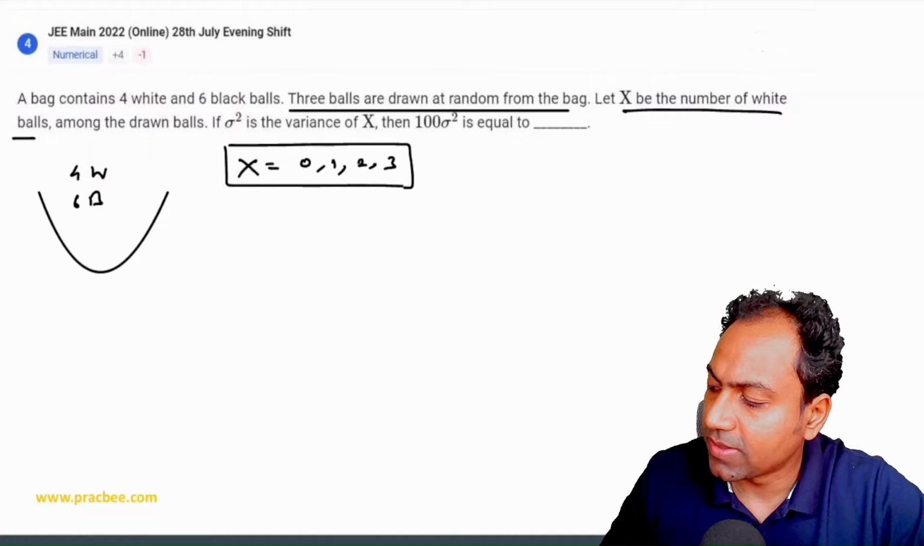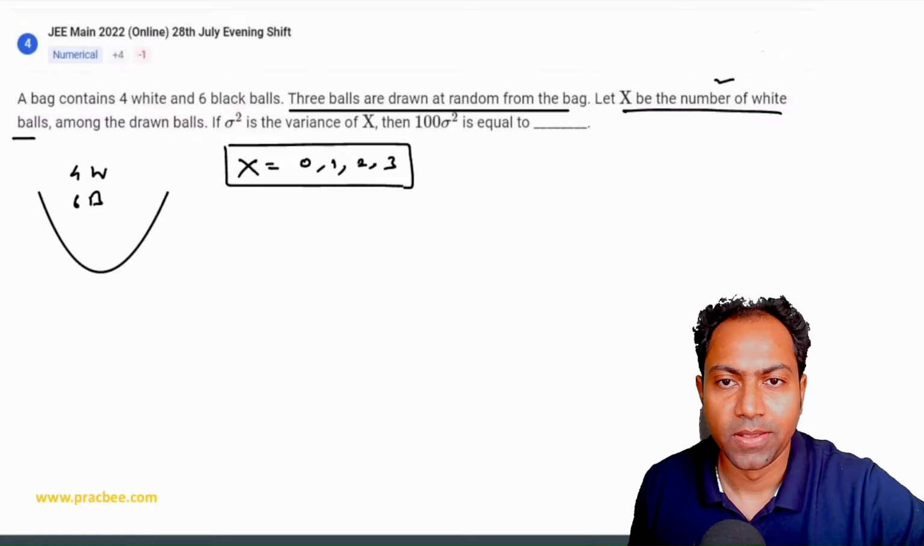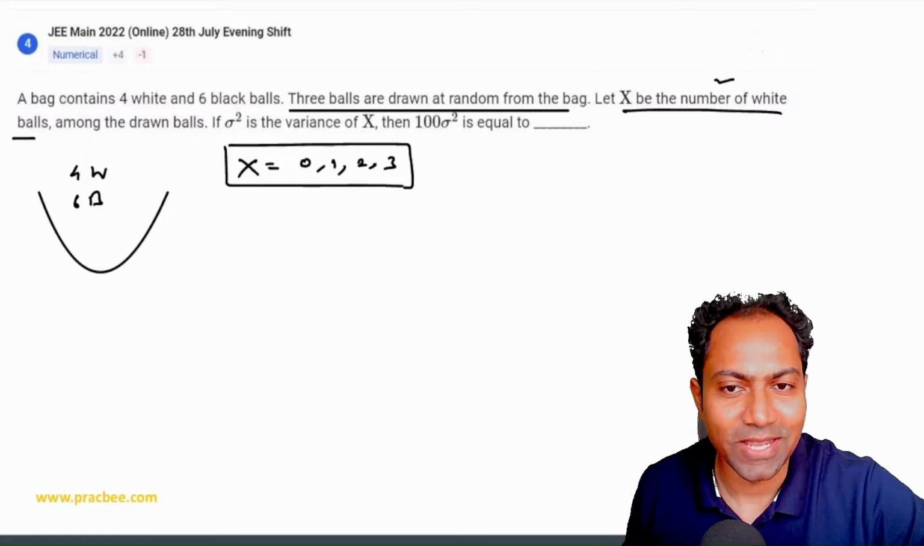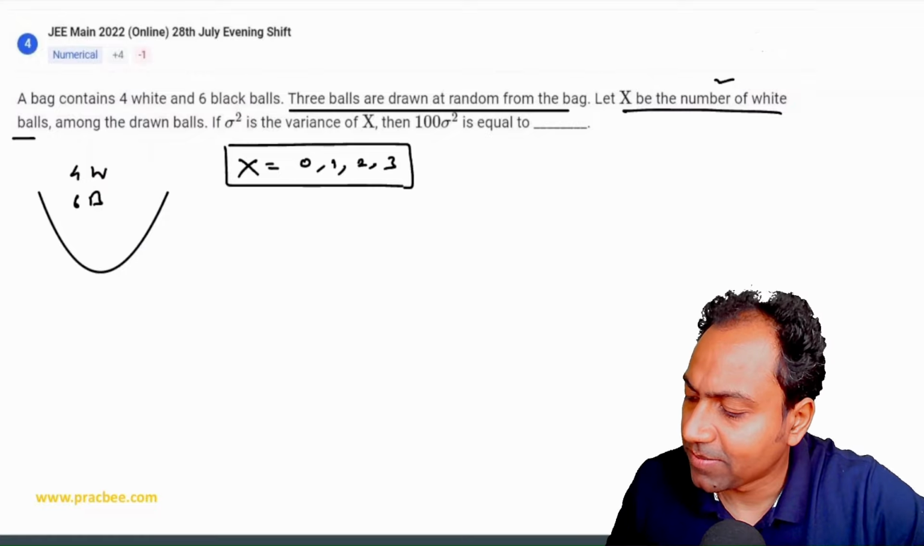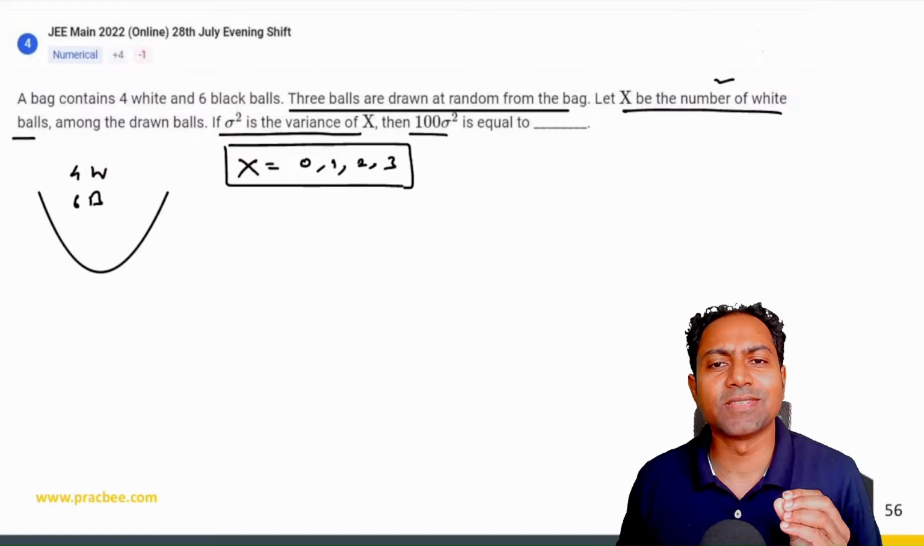So this is what we mean by a random variable. We have connected a parameter or a variable with the sample space of the event that is happening. Now what they are saying is that sigma square is the variance of x, then what is the value of 100 sigma square? After this, it is pure statistics.